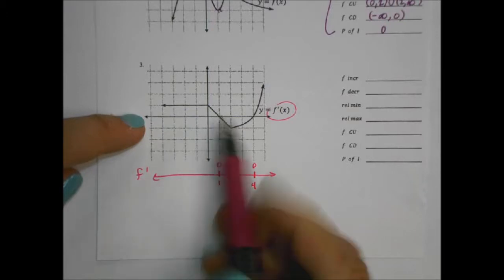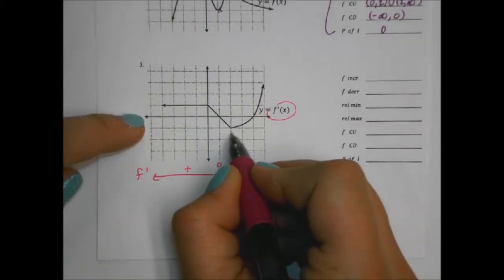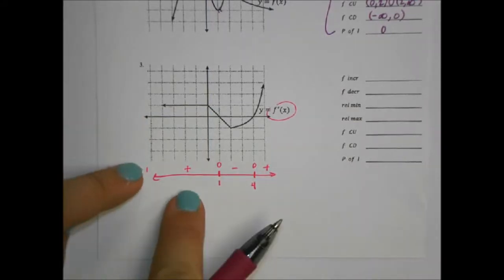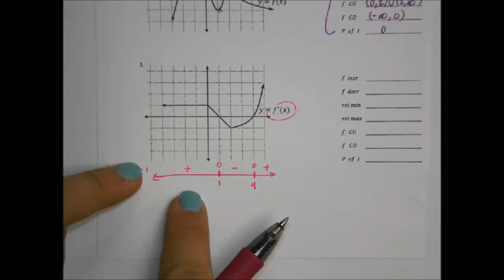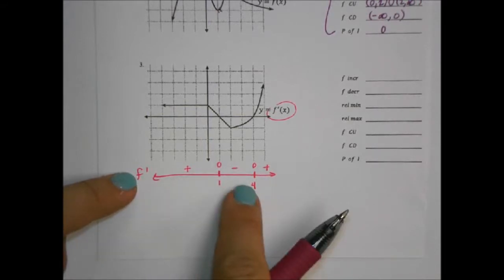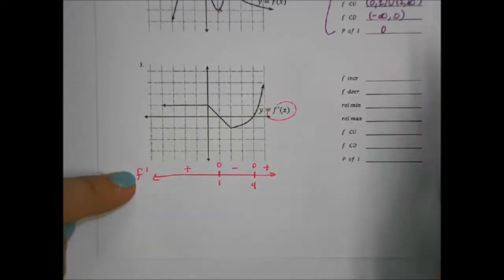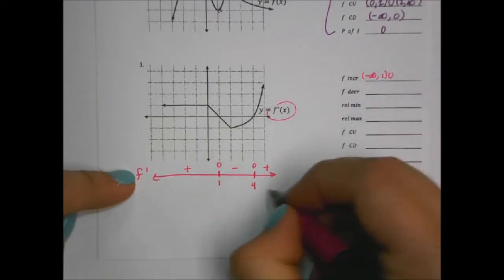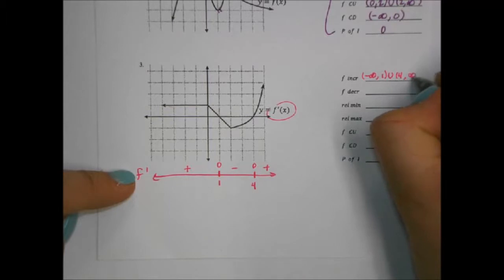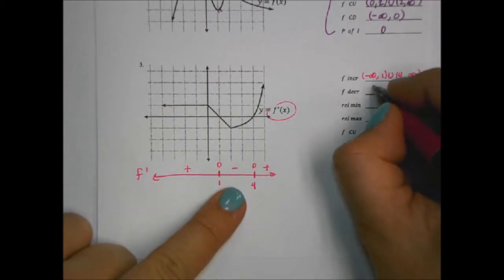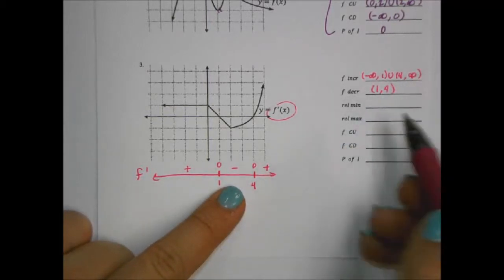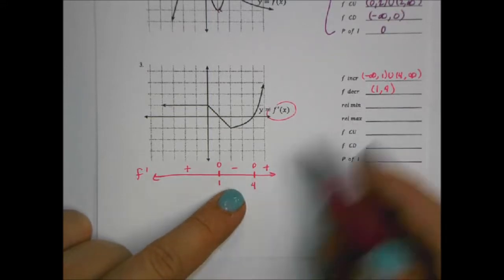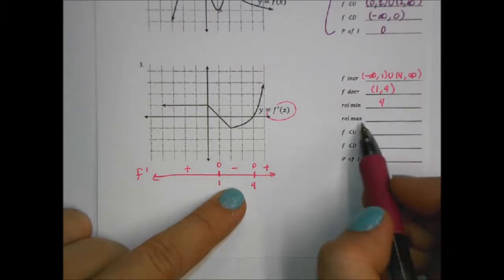Below the x-axis is negative, and then positive again. Then we just interpret our number line for our function. So increasing, decreasing, increasing. So increasing, negative infinity to 1, 4 to infinity, decreasing 1 to 4. A relative minimum, is there a change from negative to positive? Yes, at 4. A relative max, a change from positive to negative? Yes, at 1.